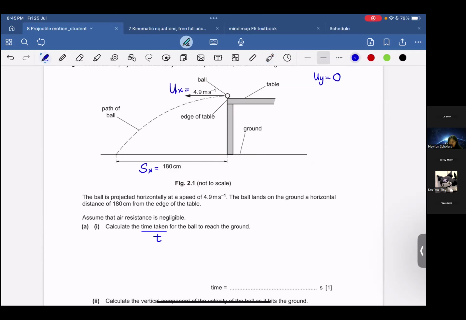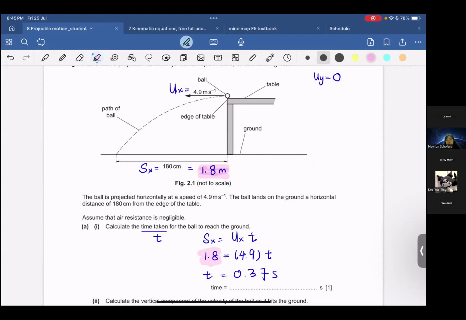Here, sx equals uxt. So this one is 180. Maybe Prasan's mistake is because 180 was not changed to meters. So it will be 1.8 meters. 1.8 meters equals 4.9 t, so t should be 0.37 seconds. Highlight this: if you make a mistake, remember to convert it into meters.